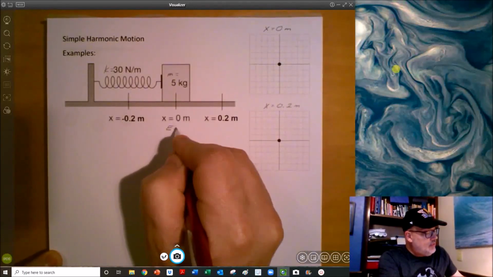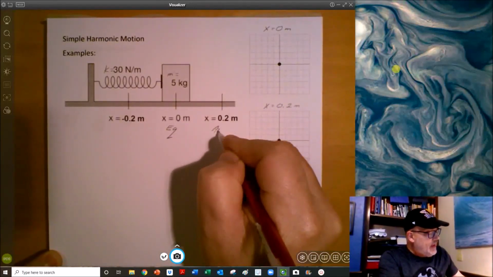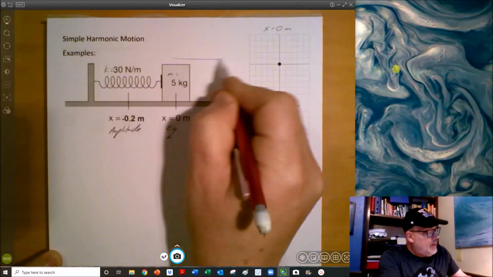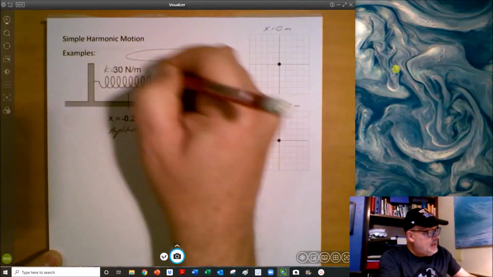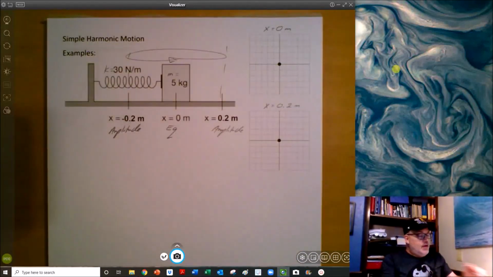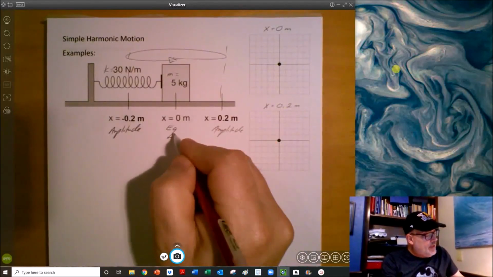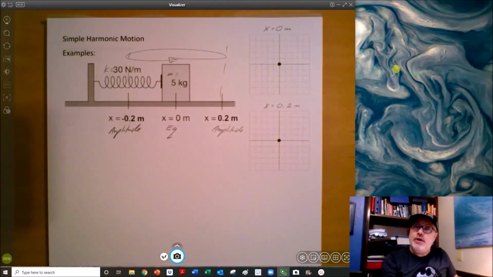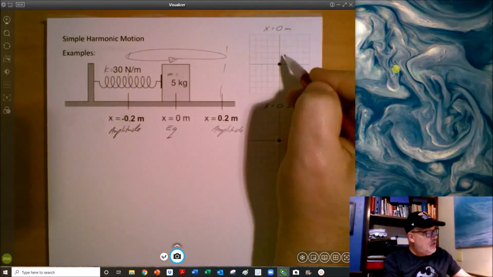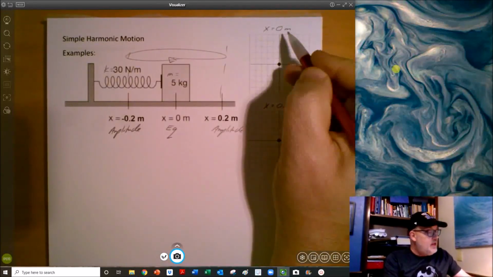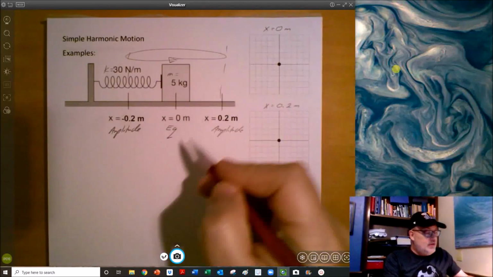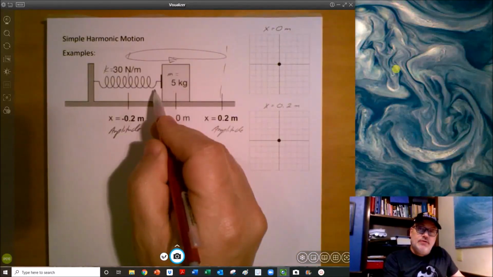So this is our equilibrium point, and this is the amplitude. It's going to be oscillating back and forth between these two points. Now right here the forces all cancel out. That's what the equilibrium point means. So while we're on the idea of forces, let's just draw our free body diagram when it's at the equilibrium position in the middle, when the spring isn't stretched.